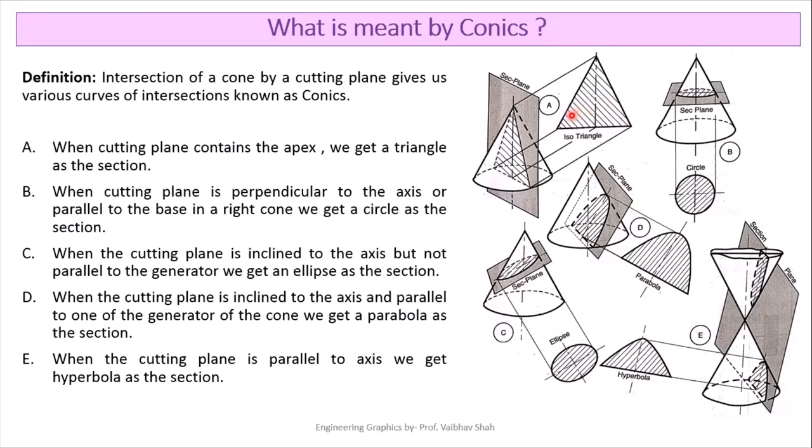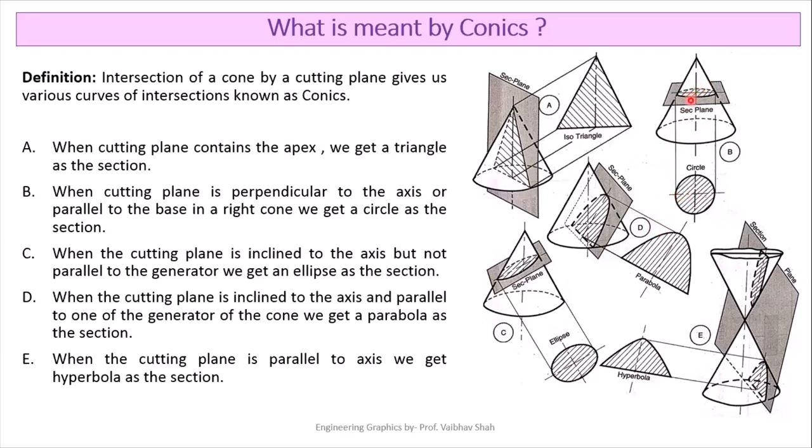Now case B, when cutting plane is perpendicular to the axis or parallel to the base in a right cone, we get a circle as the section. So let us understand this case B. So this is your cutting plane, which is now perpendicular to your axis. So this vertical line is nothing but your axis. So this cutting plane is now perpendicular to axis. At the same time, this cutting plane is also parallel to the base. So you will get a section as circle, as you can see.